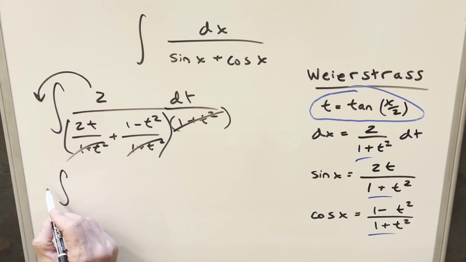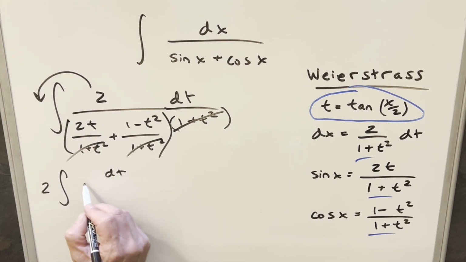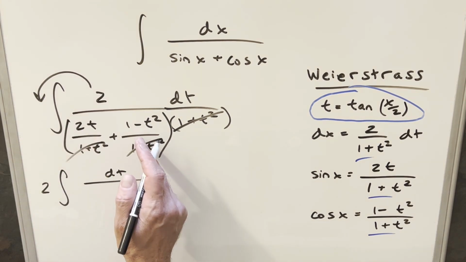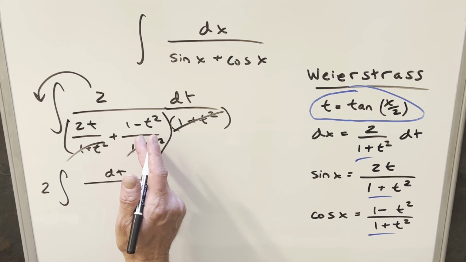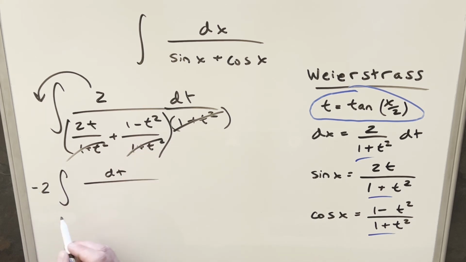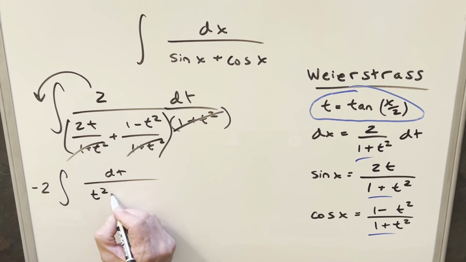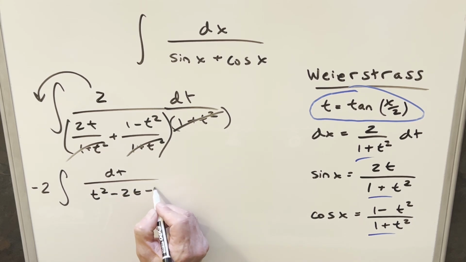I'll take the 2 out front of the integral. We'll have just this dt in the numerator. Putting this together, I think what I want to do to reorganize this is let's factor out a minus sign. So we'll factor a minus sign in front and then reverse the sign and everything. So this is going to become t squared minus 2t minus 1.